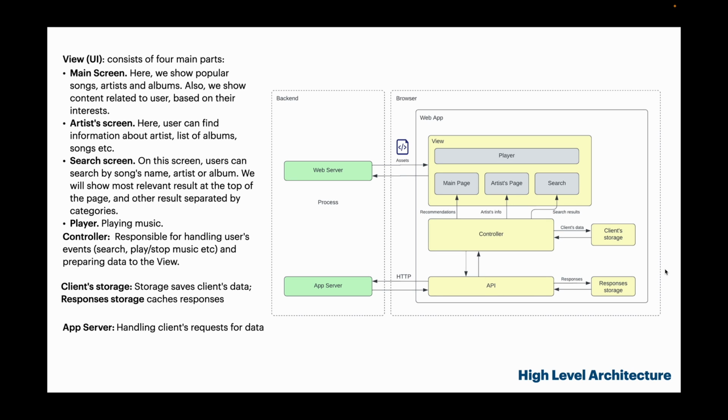With the front-end side complete, let's now turn our attention to the backend. We have two servers, an app server and a web server. The web server is responsible for delivering assets like JavaScript, CSS, and HTML files, and the app server is primarily managing data-related tasks. For example, when users request a song search, the app server handles the request and returns the results.